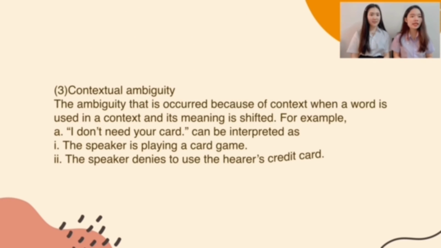And finally, contextual ambiguity. This is ambiguity that occurs because of context, when a word is used in a context and its meaning is shifted. For example, "I don't need your card" can be interpreted as the speaker is playing a card game, or the speaker denied to use the hearer's credit card.